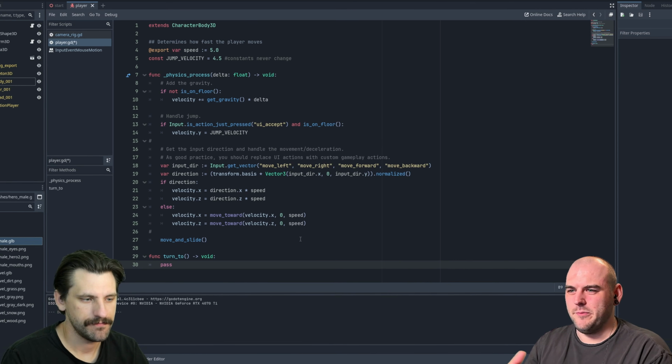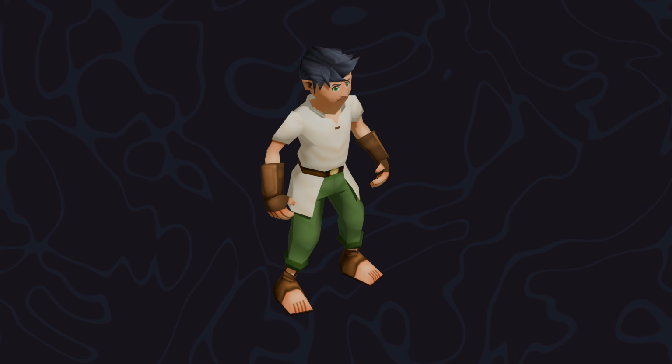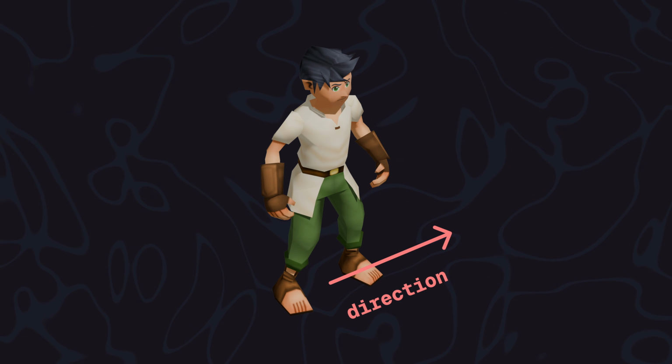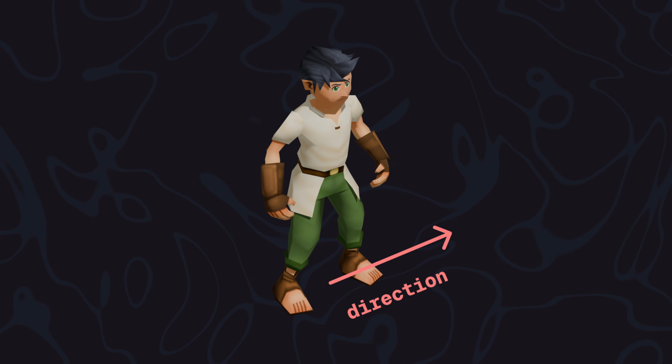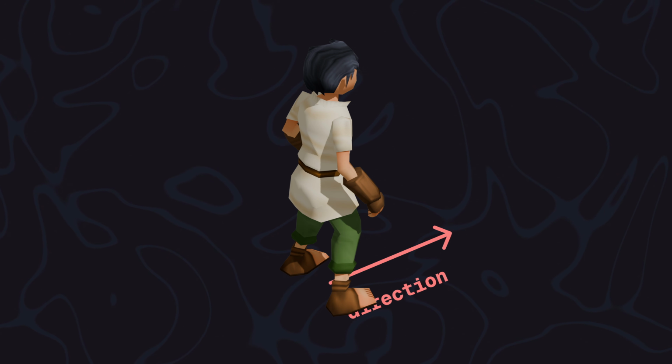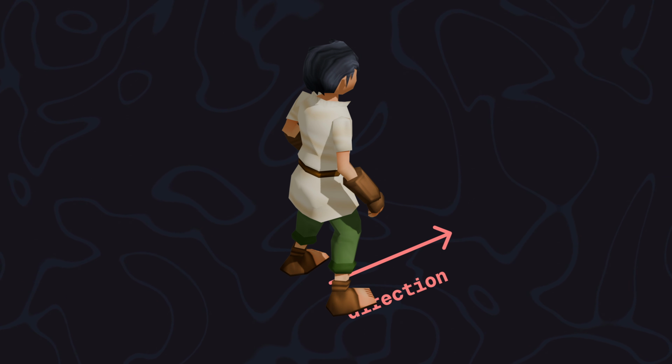Let's talk through what we're trying to accomplish here. The goal for the turn2 function is that we want to take our direction variable, which you can think of like an arrow pointing somewhere in 3D space. And then we want to take our character and rotate them on their y-axis, their yaw, to look in the direction that arrow is pointing.